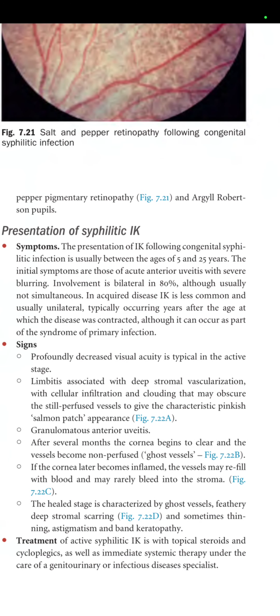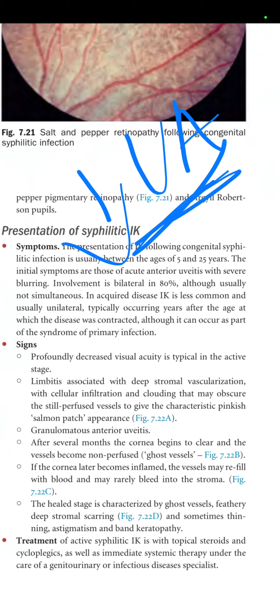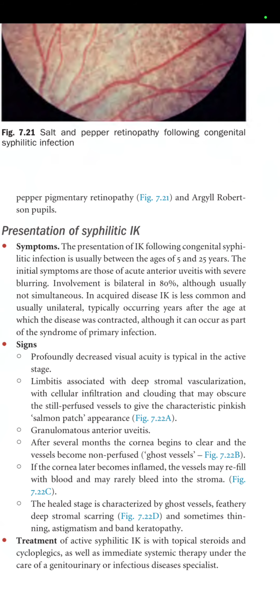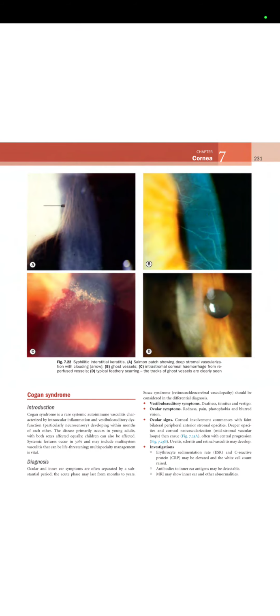Signs. Profoundly decreased visual acuity is typical in the active stage. So what will be the sign? Decreased visual acuity. The patient will present with decreased visual acuity. Limbitis associated with deep stromal vascularization with cellular infiltration and clouding that may obscure the still perfused vessels to give the characteristic pinkish salmon patch appearance. Figure 7.22a. So we will see figure 7.22a.